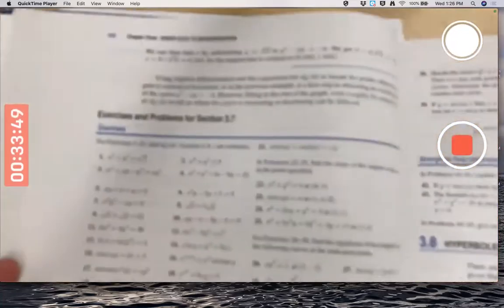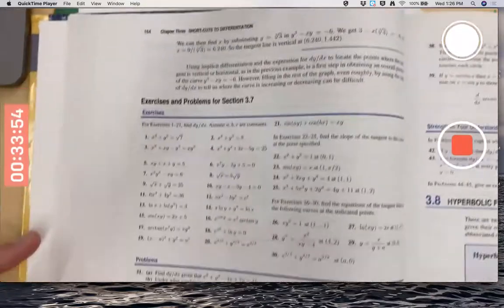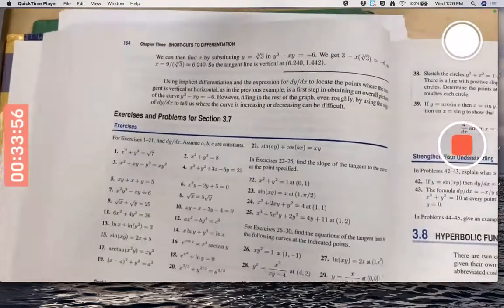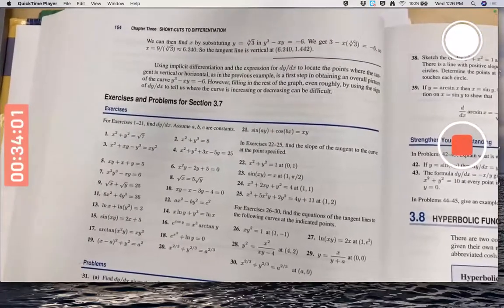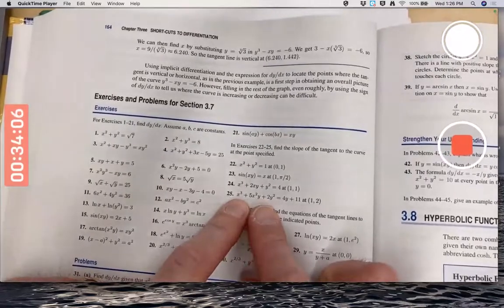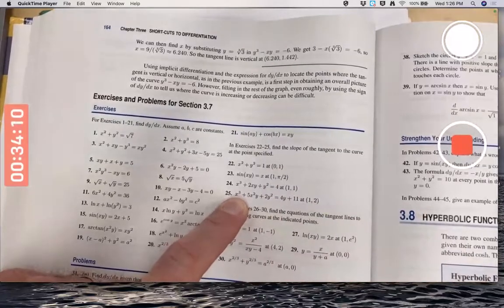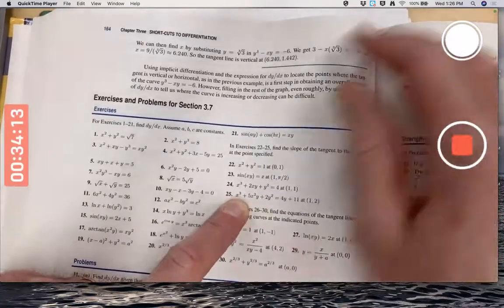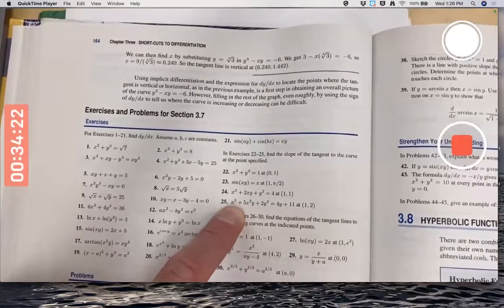Let's introduce it in the context of a problem here from section 3.7. Sorry, it's blurry here. Let's take a look at this problem, number 25. It says find the slope of the tangent to the curve at the point specified. I'm in section 3.7, page 164: x cubed plus 5x squared times y plus 2y squared equals 4y plus 11 at the point (1, 2).